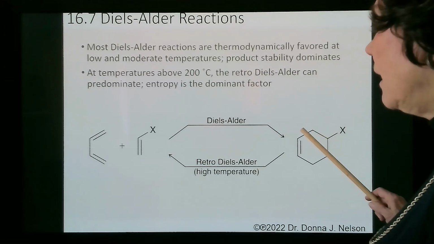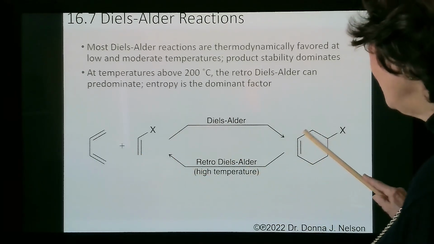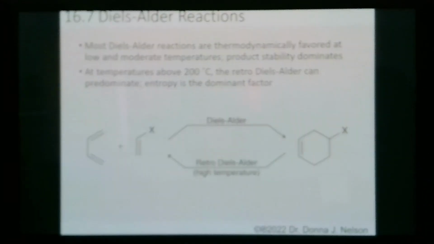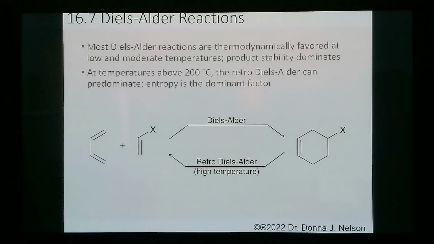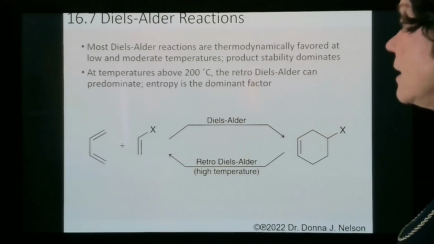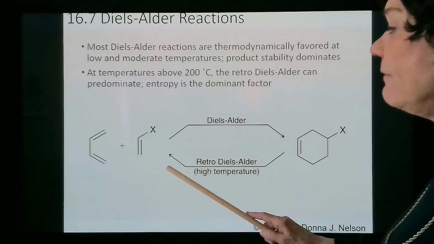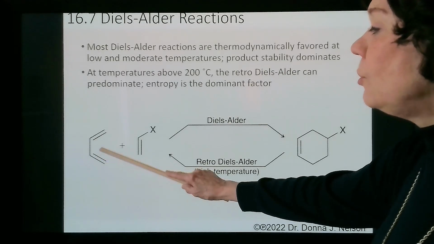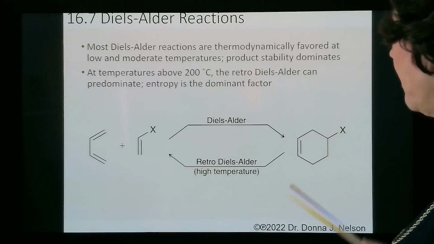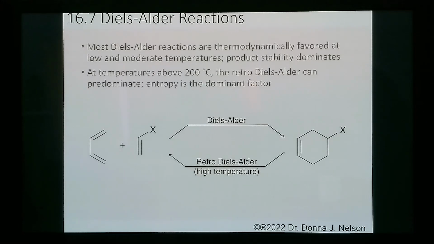You can see that the entropy of the reaction here, in the retro reaction, you're going from 1 molecule to 2 molecules, and so entropy will favor the retro reaction, but thermodynamically, the forward Diels-Alder reaction will be favored because you're losing 2 pi bonds and gaining 2 sigma bonds. And sigma bonds are stronger. They give more stabilization to the molecule.